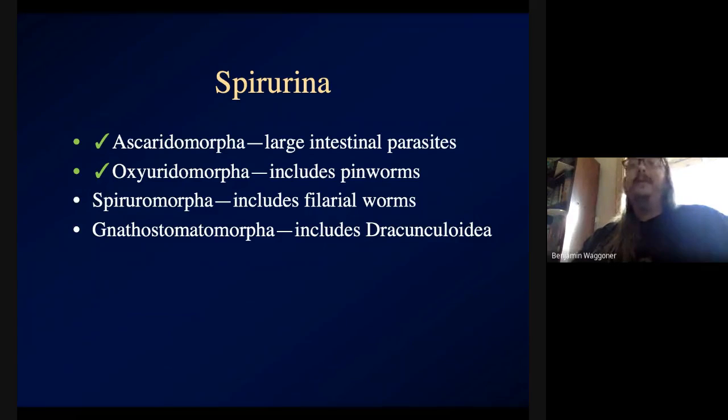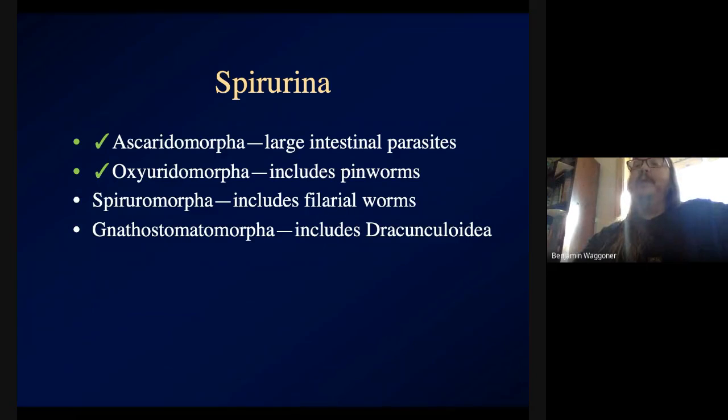And Oxyuridomorpha includes the pinworms. They also include the cockroach symbionts that we looked at in the very first lab 15 years ago, and human intestinal pinworm, probably the most prevalent parasitic infection in the West. Today we'll finish looking at the Spiruromorpha and Gnathostomatomorpha.